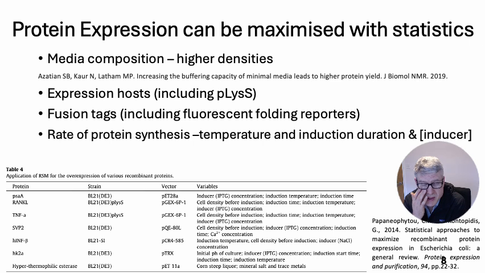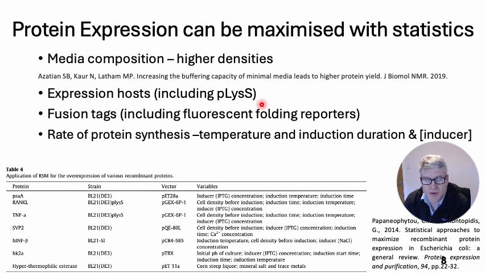Well, I'm going to review some of the literature that's out there, and then we're going to move to how to use Spreadsheet DoE. So for protein expression, we can maximize that with statistics using the DoE approach. These are the common factors that have been looked at in the literature. So media composition to try and get high densities. We use minimal media for making N15 labeled proteins, and this reference here is a good example of a quick fix to increase the concentration of the buffering components to allow for an increase in cell density and protein yield.